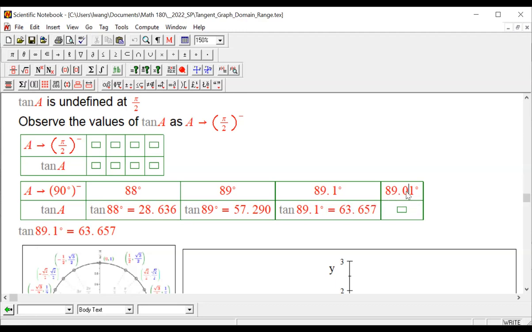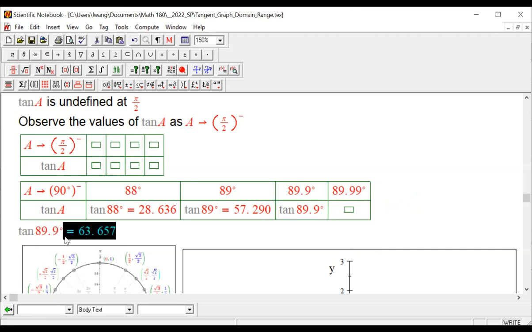Or guess what? How about we try 89.99? Isn't that closer? That will be so much closer to 90 degrees. So let's see what this angle gives. Why didn't I think of that earlier? There we go. So what is the ratio? Wow, 572.96. There we go.